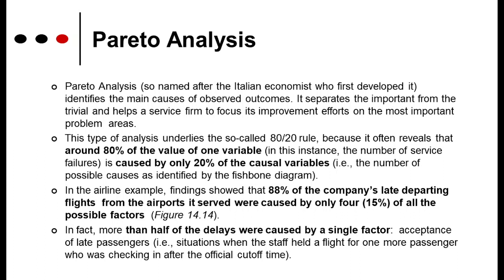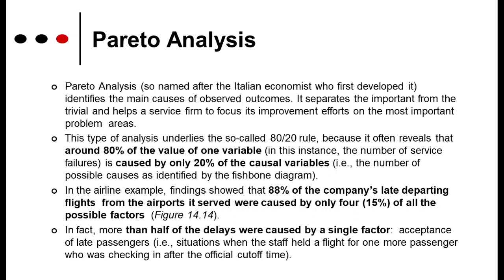Now, in this analysis, what do we do? It is named after an Italian economist, I don't remember his name, but it's called so. Pareto analysis means that 80% of the change in any one variable, for example, here the number of service failures, which is basically flights departing late, that is the problem here, right? 80% of the problems are caused by 20% of the causal variables.